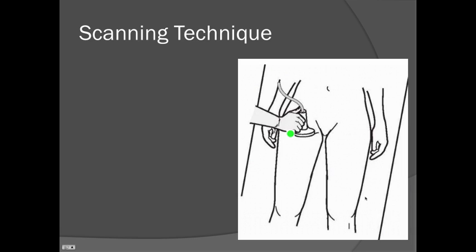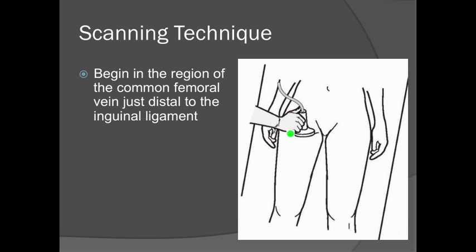So we will actually talk about scanning technique now, and here we just have another image of where we're going to start our scan for the common femoral vein. So we're going to begin in that region, just distal to the inguinal ligament, which runs from your anterior superior iliac spine down to your pubic tubercle.